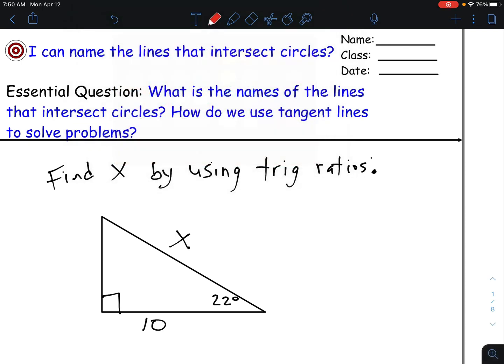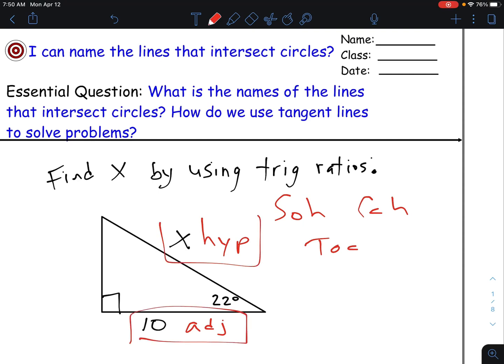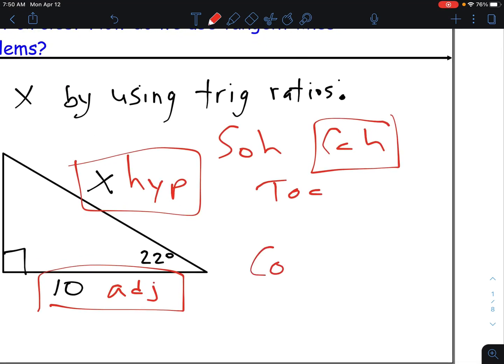So pause the video, draw that out. Try it out. Remember, we're trying to use sine, cosine, tangent. All right. Label our sides. This is the adjacent side. This is the hypotenuse. So if you remember back in the day, we did SOHCAHTOA. Since they gave us the adjacent side and the hypotenuse, we're going to use the one that has the adjacent side and the hypotenuse. So we would go the cosine of 22 is equal to 10 over x. And then from there, we would solve.